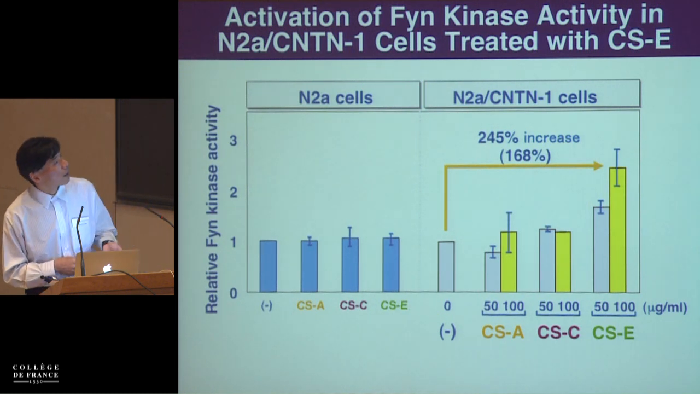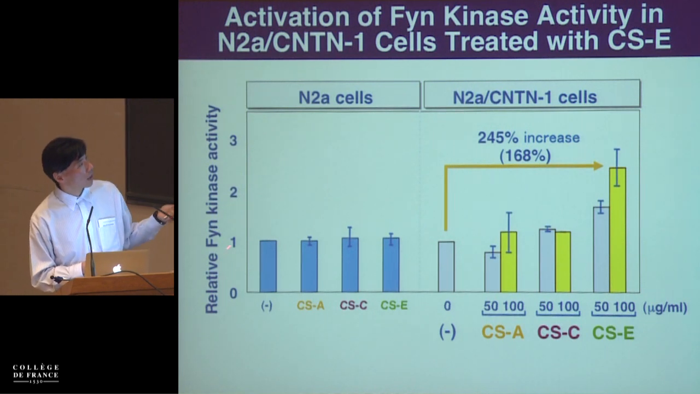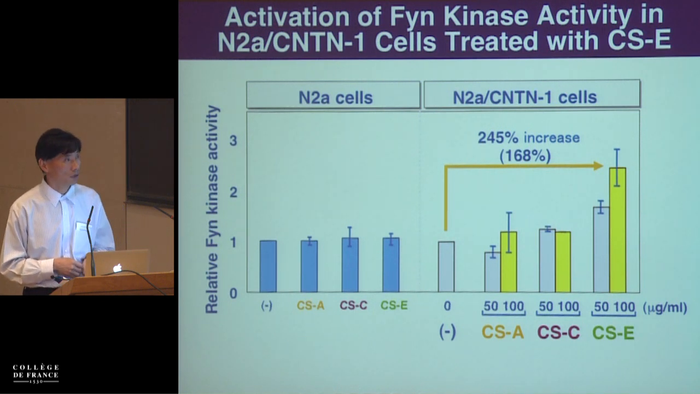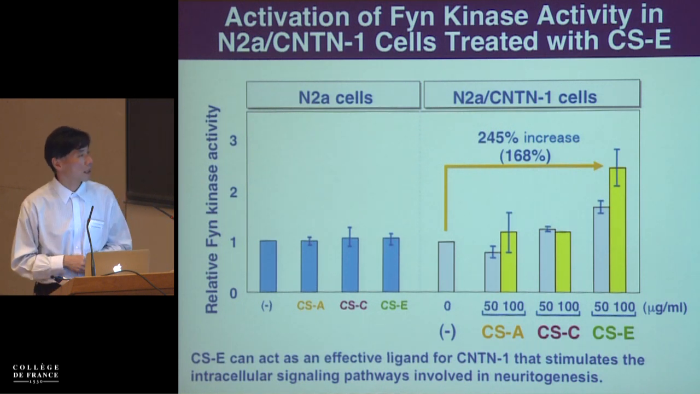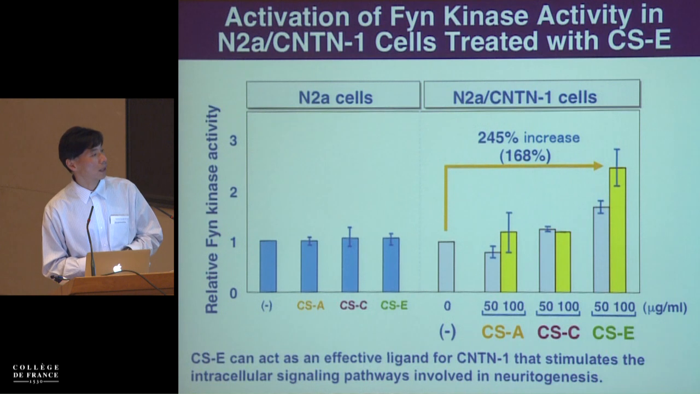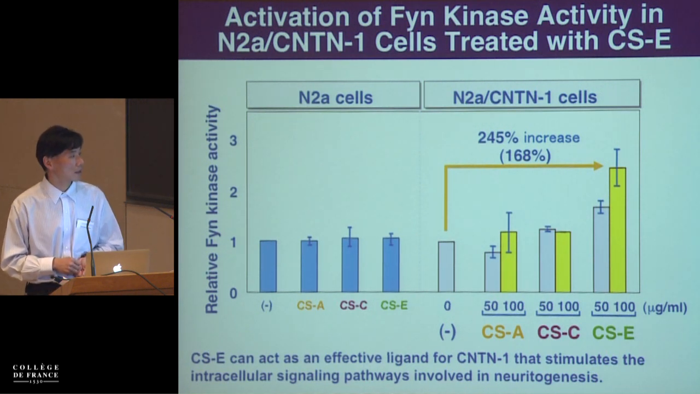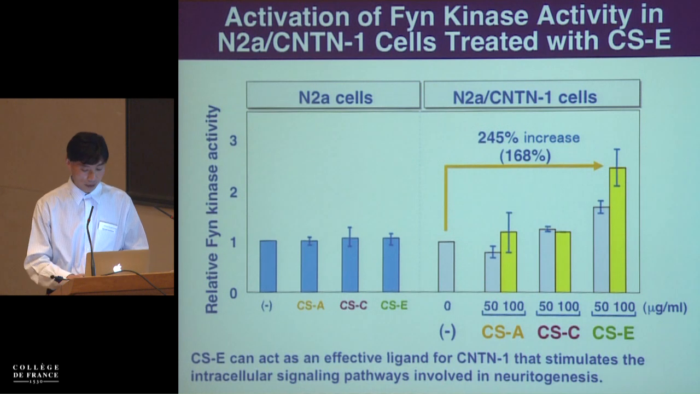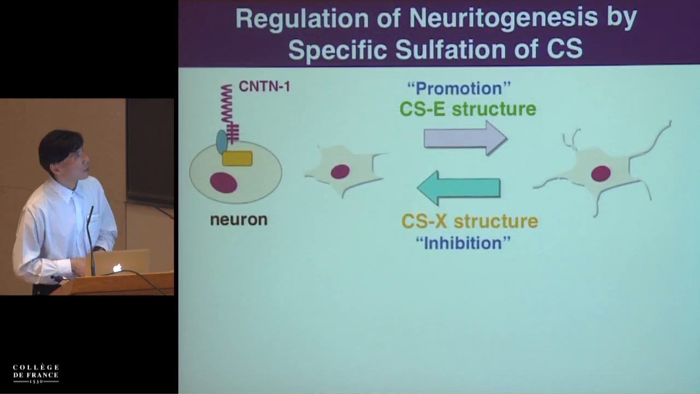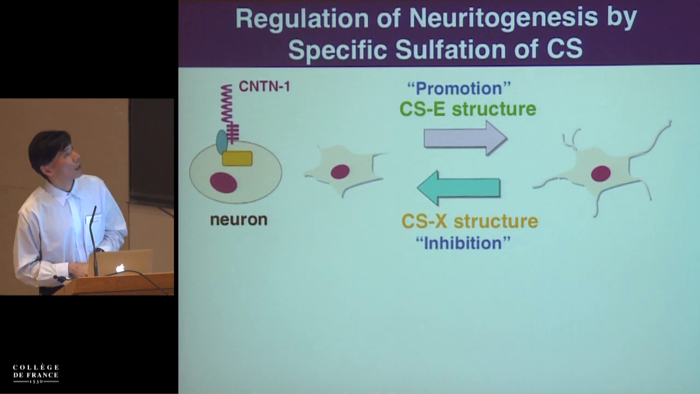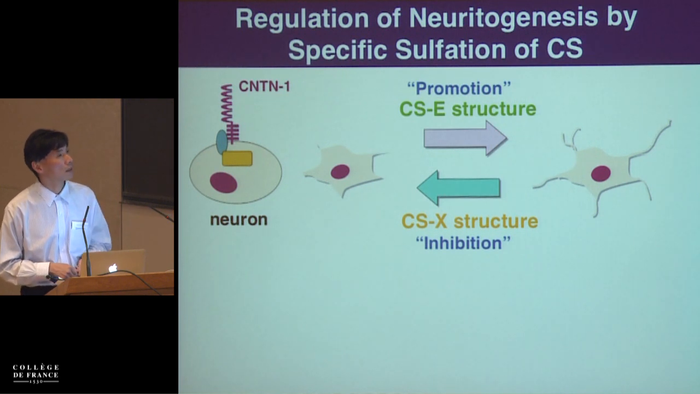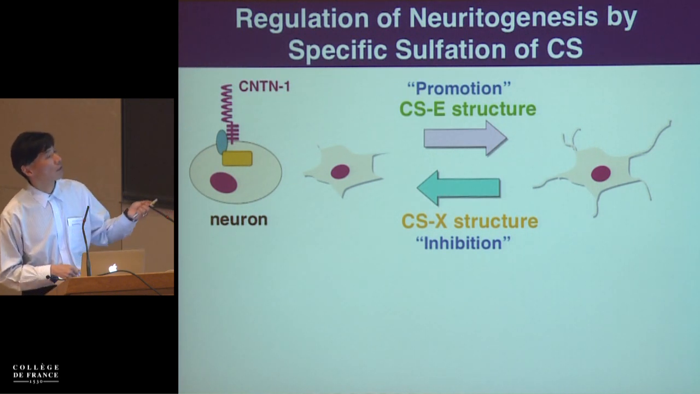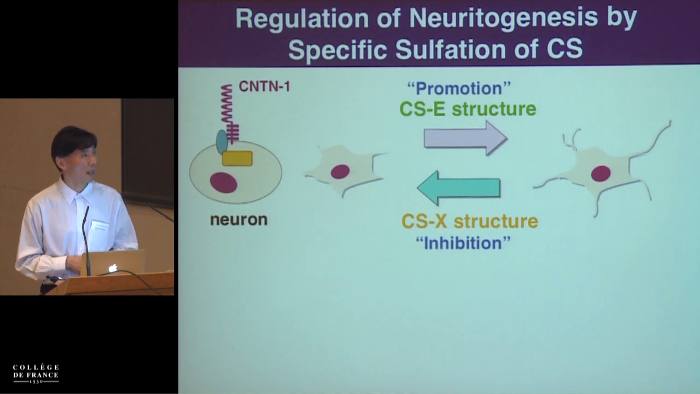In addition, no significant increment in Fyn kinase activity was observed in parental Neuro2A cells, suggesting that CSE can act as an effective ligand for contactin 1 that stimulates the intracellular signaling pathway involved in neurogenesis. So in this talk, I show that chondroitin sulfate-mediated neurogenesis is exerted through the contactin 1 mediated signaling pathway.